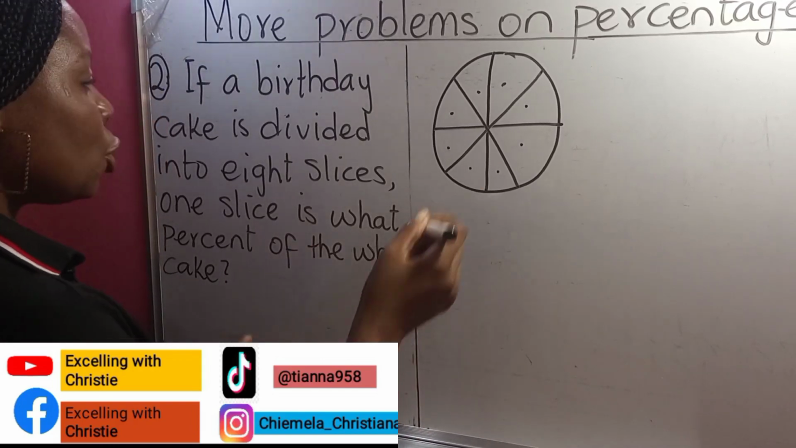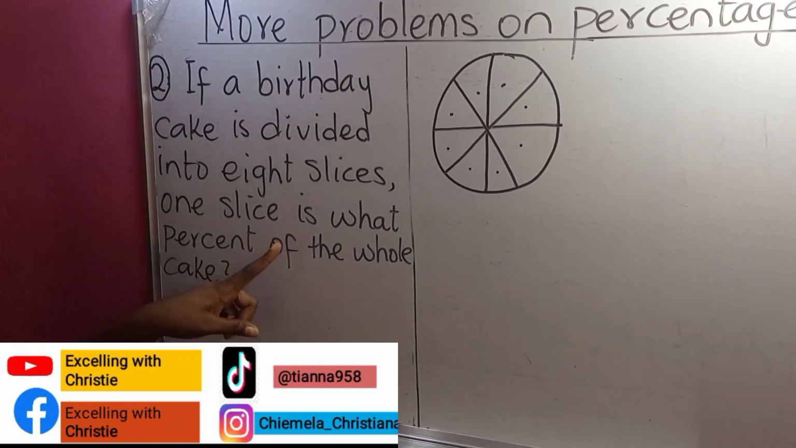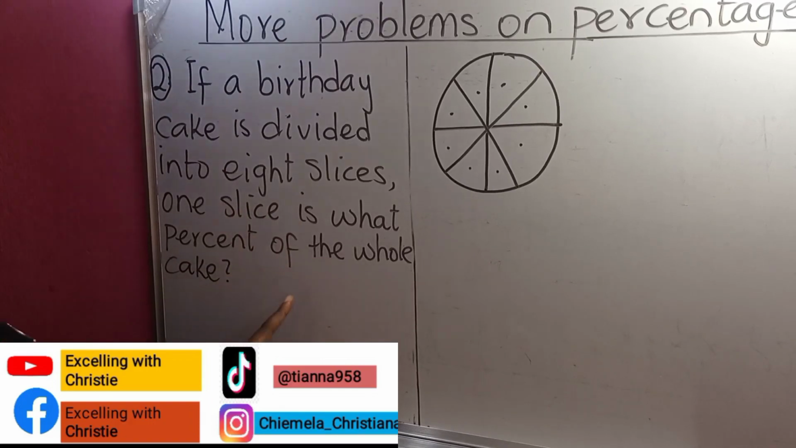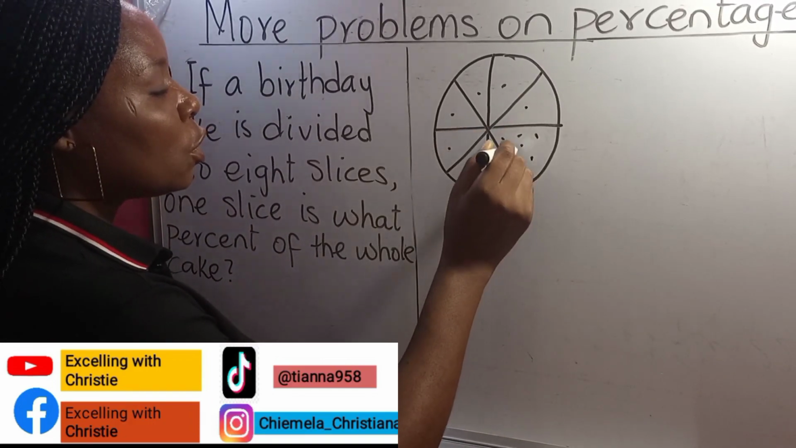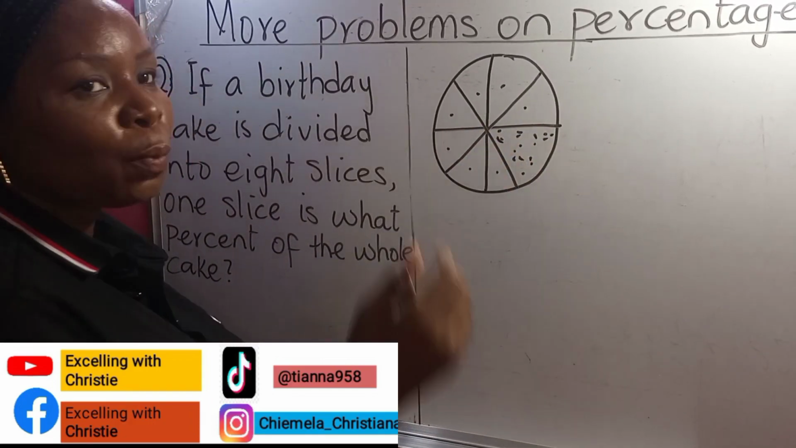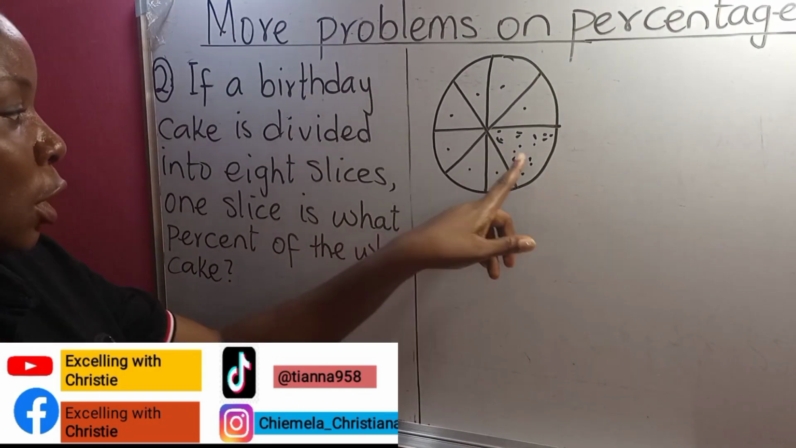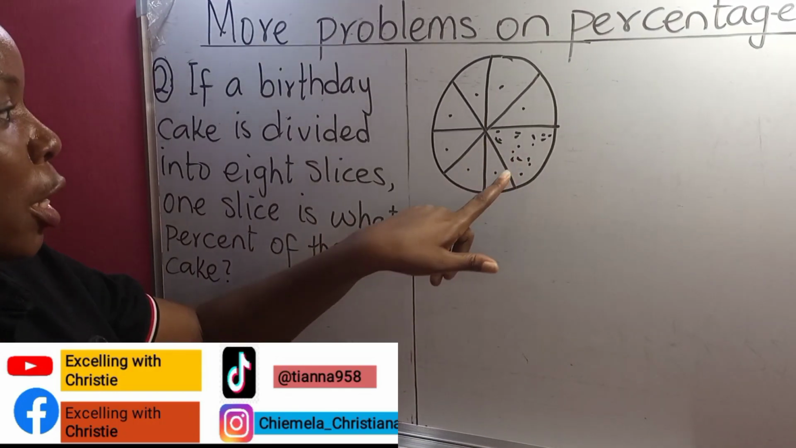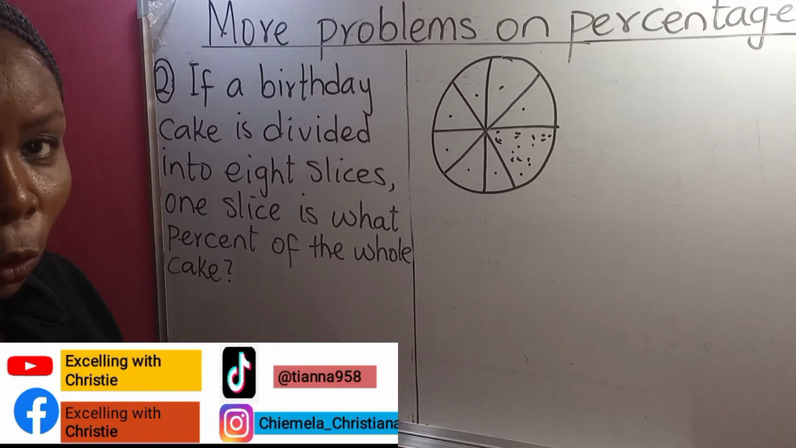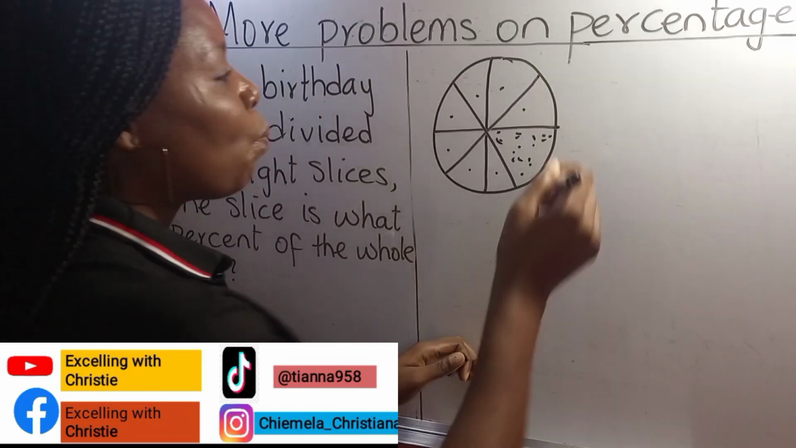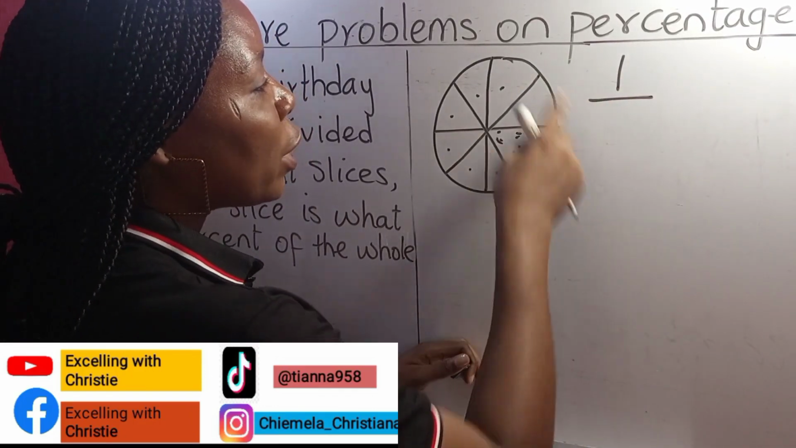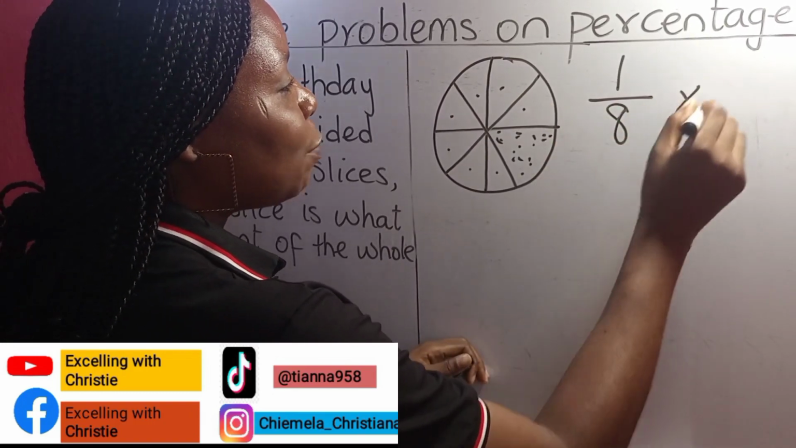The question is asking, one slice is what percent of the cake. Let's say we concentrate on this one slice. What is the percentage of this slice, or what percent is this one slice of the whole cake? So simply we do 1 out of the whole cake, which is 8, then times 100.